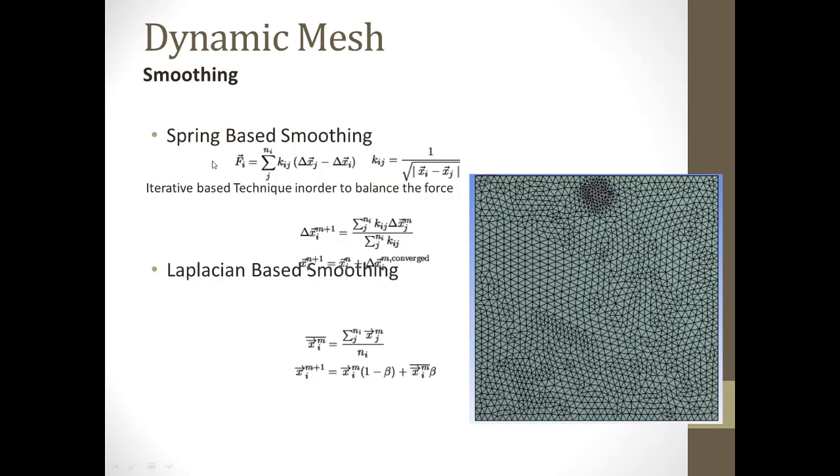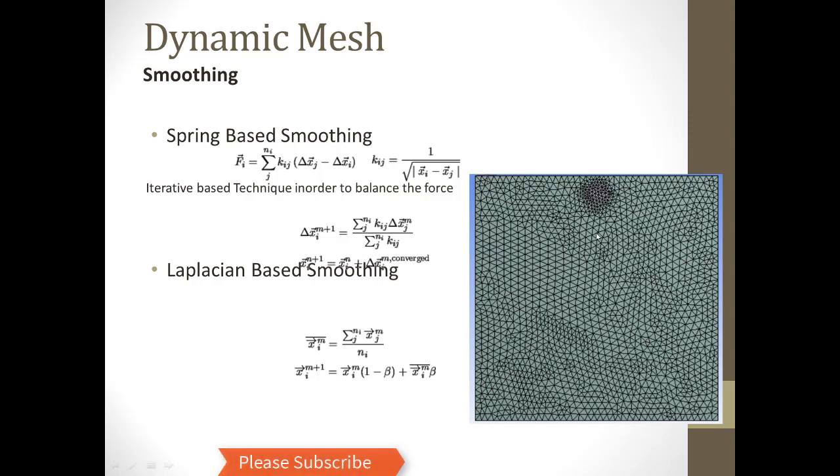There are two kinds of smoothing techniques. One is spring based smoothing and the other one is Laplacian based smoothing. In the spring based smoothing, we all know the spring force is nothing but k into x, where k is the spring constant and x is the deformation. Initially, when it is in a static condition with no extra force, there is no imbalance in force. So in that condition, F equals 0, or F net equals 0.